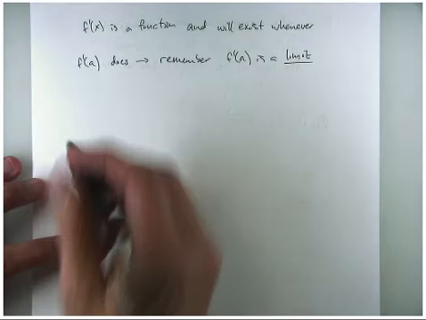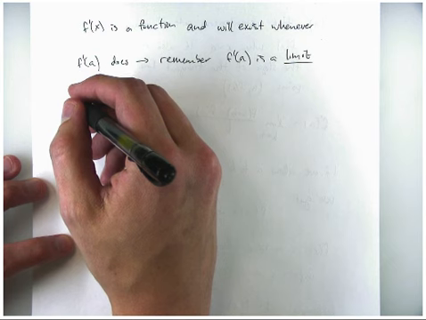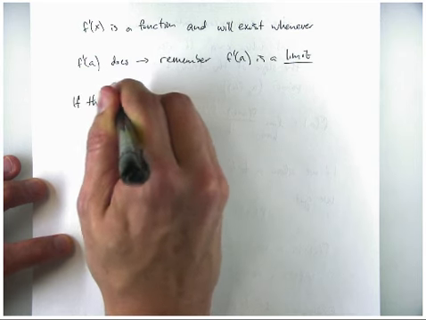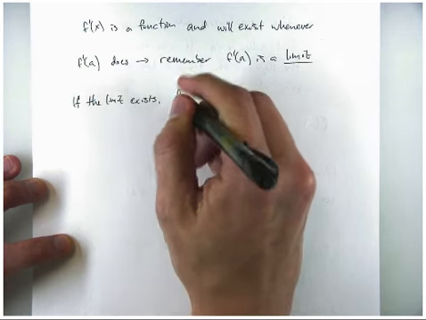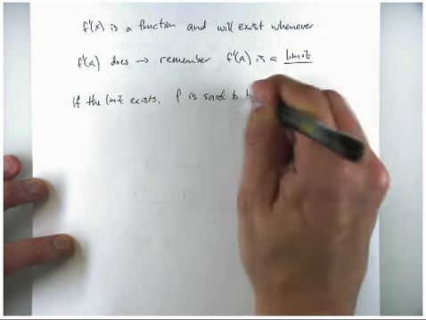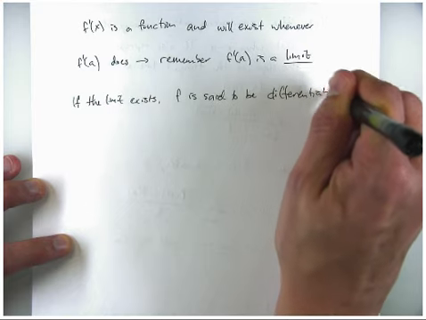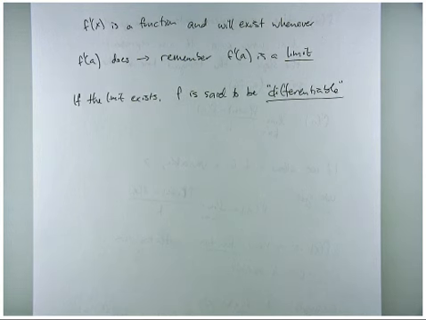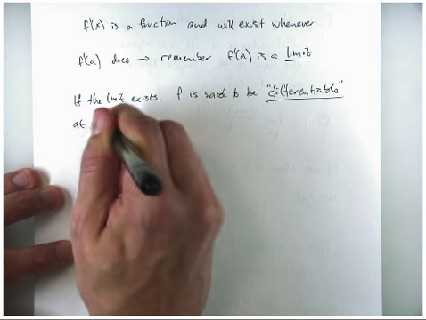So the question is this. We might want a good way to talk about those times. So if the limit exists, f is said to be differentiable. That's a big word. So if the limit exists, f is said to be differentiable. D-I-F-F-E-R-E-N-T-I-A-B-L-E. At x equals a.